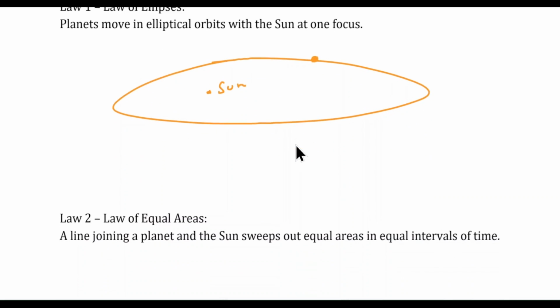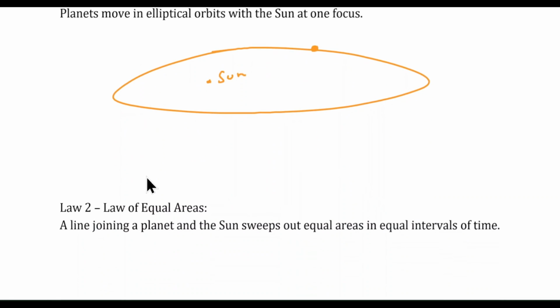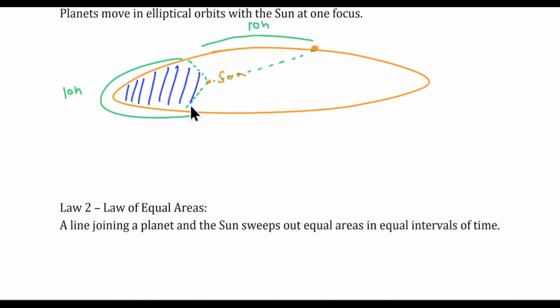More important than this is law 2, which says that in equal intervals the planets cover or sweep equal areas. So let's say, for example, from here to here, it took 10 hours. And from here to here, it also took 10 hours. So this area that the planet has swept about the sun is going to be the same.